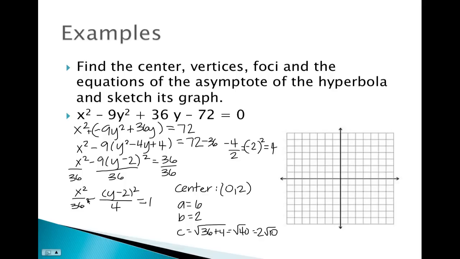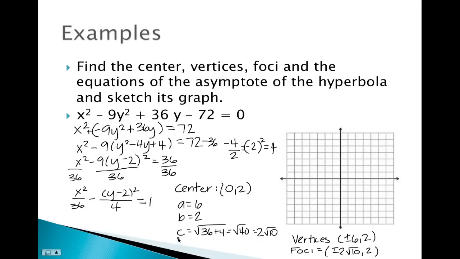Okay, so we know this is a horizontal hyperbola, horizontal transverse axis, so everything's going to be happening along our x-axis. So our vertices are going to be 0 plus or minus 6, which is just plus or minus 6, comma 2. And our foci are going to equal 0 plus or minus 2 root 10, so we're just going to end up with plus or minus 2 square root 10, comma 2.